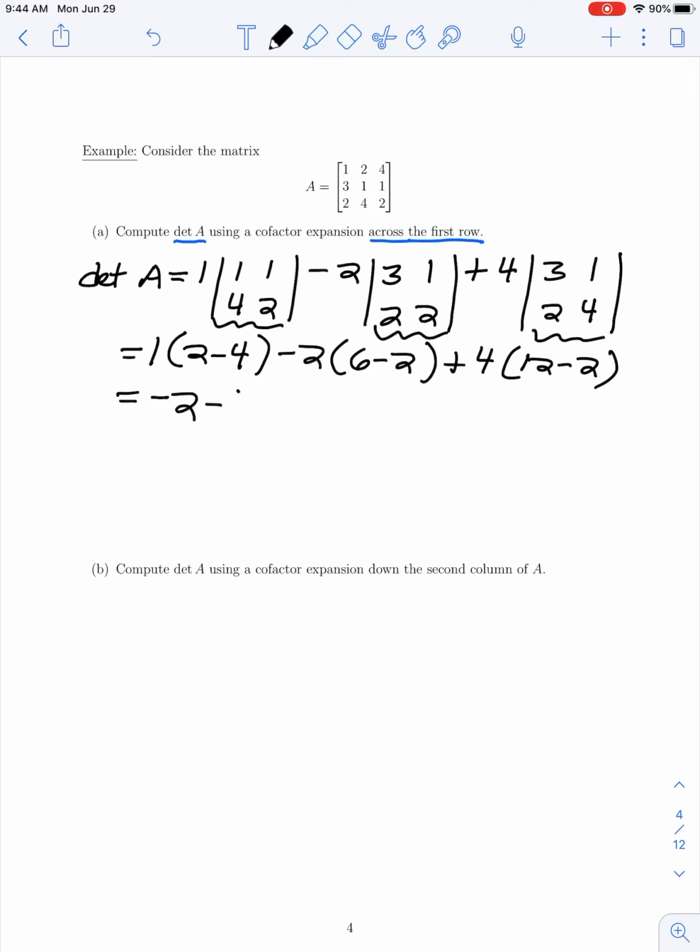-2 times 4 would be -8. And then we have a 4 times 10, so plus 40. That leaves us with a determinant of 30.